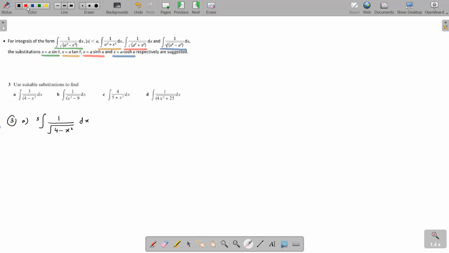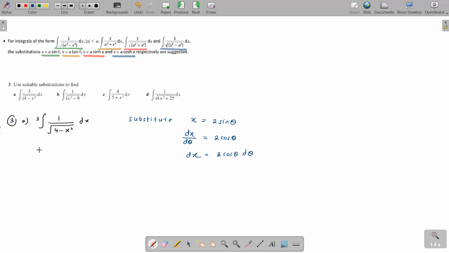Are you with me? So the substitution that we use is x equals, a is 2 here, 2 sine theta. So when you are doing substitution, the normal rules are applying. Now let's differentiate: dx by d theta equals 2 times the differentiation of sine theta, which is cos theta. So let's make dx the subject: dx equals 2 cos theta d theta.